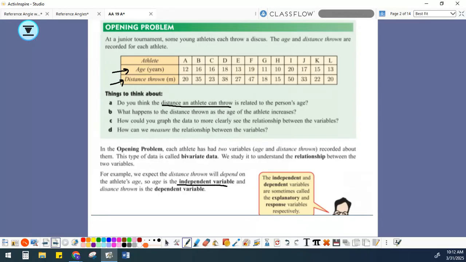So your independent variable is usually your X, and if you notice here, the age is your independent variable, and then the distance thrown is your dependent variable. So like when you used to make your XY charts, X is independent, Y is dependent, because Y depends on X.